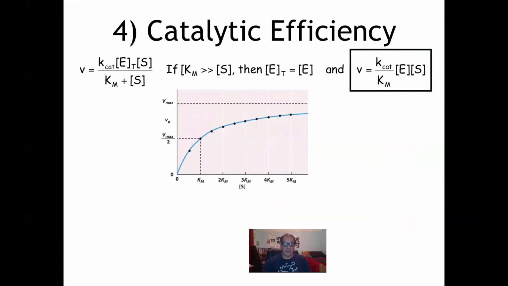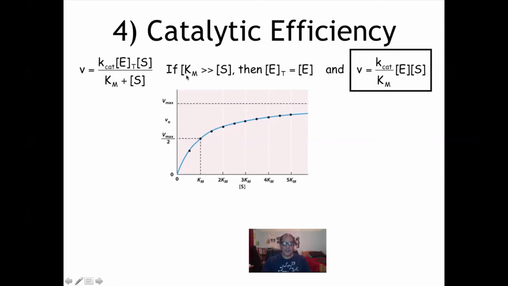So let's review what catalytic efficiency is. Here is the familiar Michaelis-Menten equation. The initial velocity of an enzyme catalyzed reaction is equal to kcat times the total enzyme concentration times the substrate concentration divided by the Michaelis constant Km plus S. And the Michaelis constant Km is really just the concentration of substrate that gives you half maximal reaction velocity.